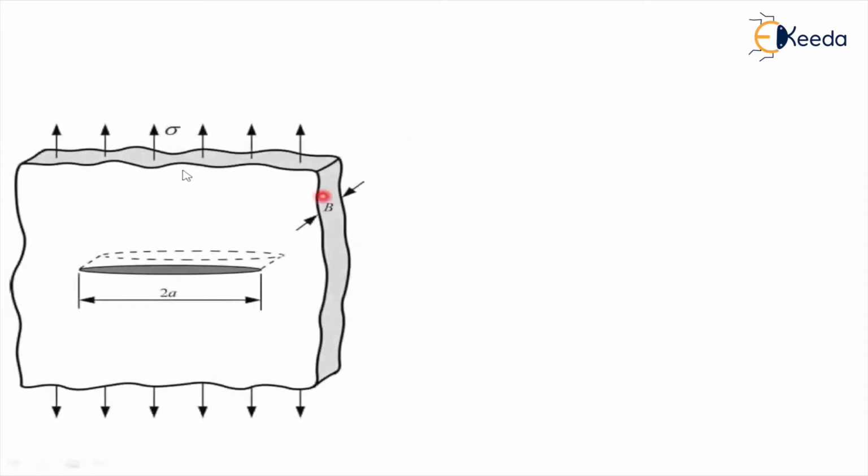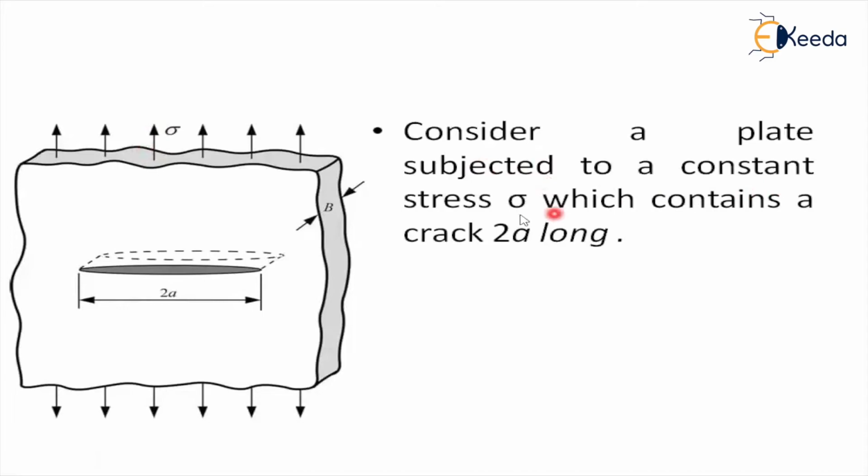We will take an example here. Let us take a plate to explain this theory. Consider a plate subject to a constant stress, that is, on the total surface, here also sigma, here also sigma, here also sigma. On the total surface, sigma is acting, and the length of the flaw is assumed to be 2a. So consider a plate subject to a constant stress sigma which contains a crack 2a long. The length of the crack is 2a.